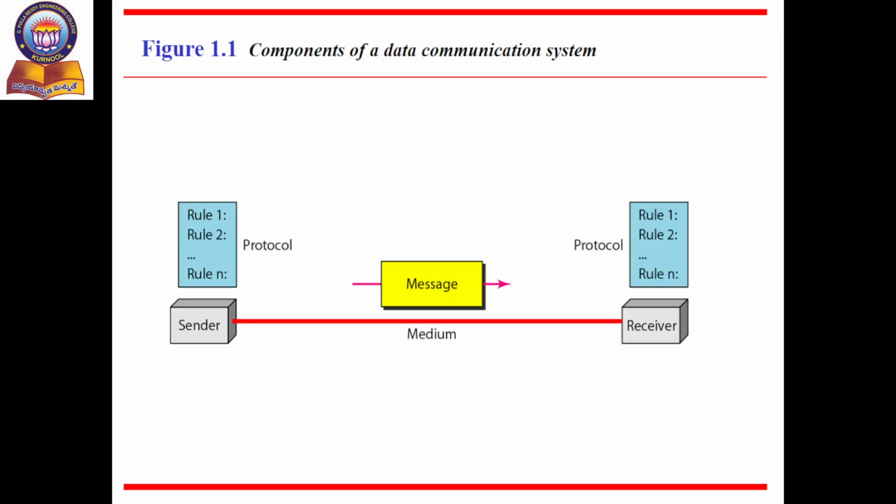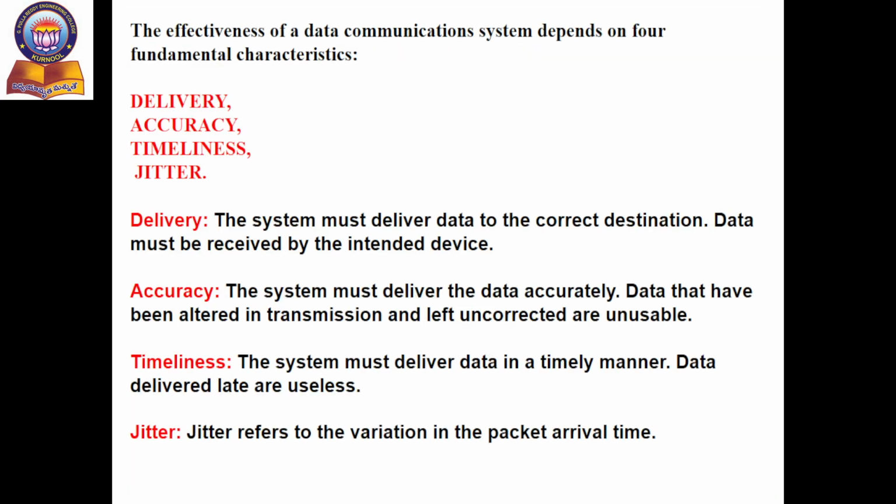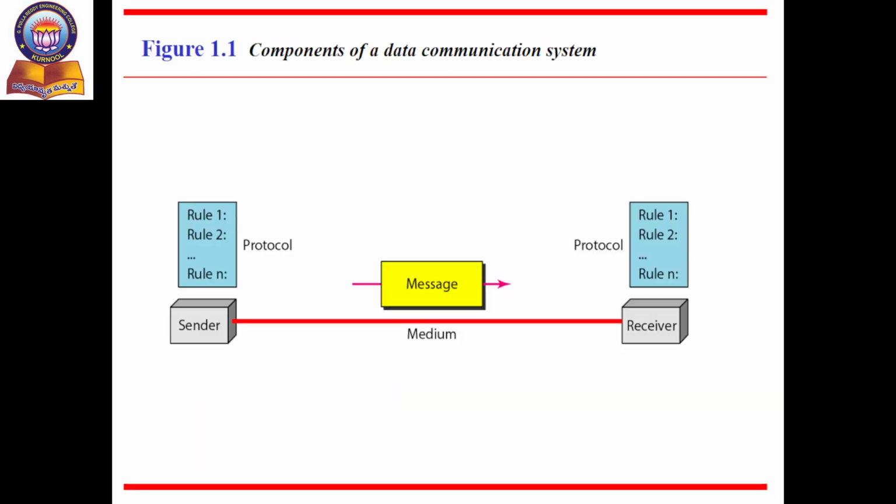And coming to the components, what type of components do we need to establish a communication? The first one is a sender, the next one is a receiver, and the next one is a message. We need a message; without a message we cannot do anything, right? And the next one is a medium, and the next one is a protocol.